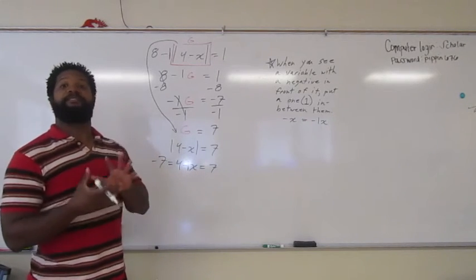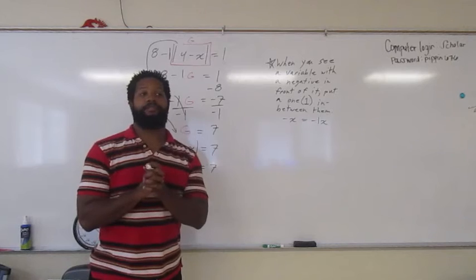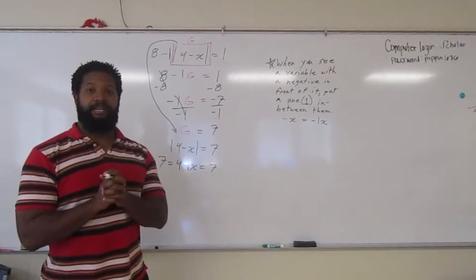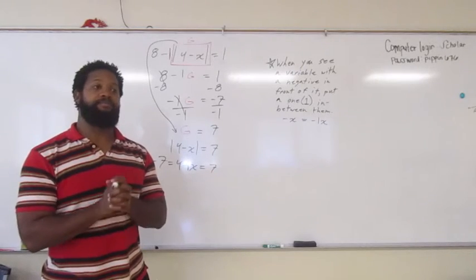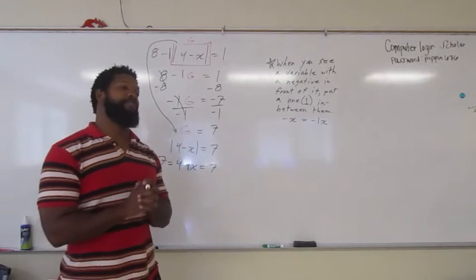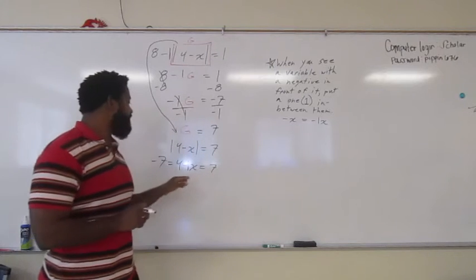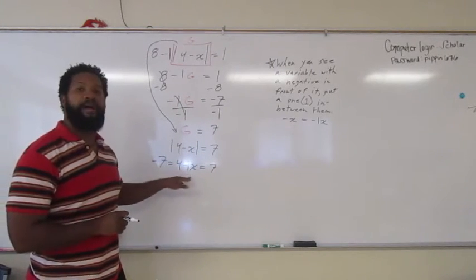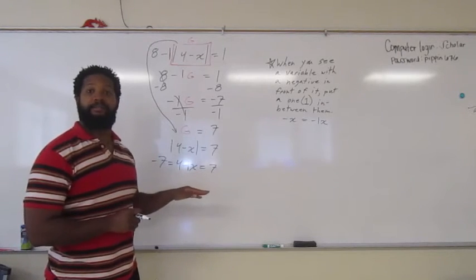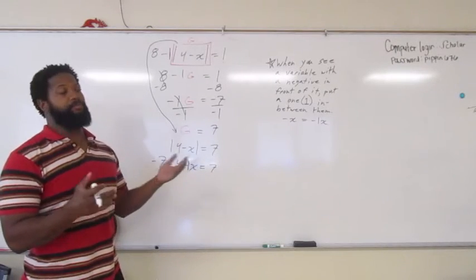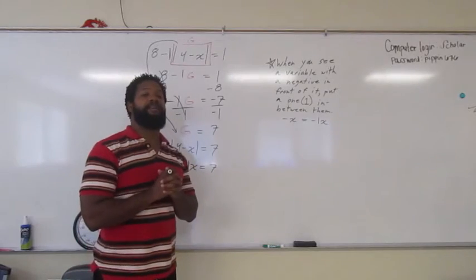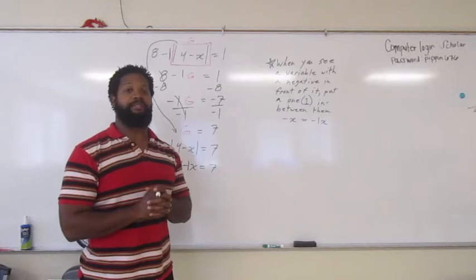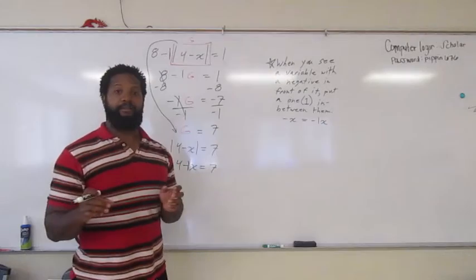Both, actually. The negative and the subtraction sign both go hand in hand. They both mean the same exact thing. This is a negative 1x. This is 4 minus 1x. They both mean the same exact thing, because they both are taking away. You know what I'm saying?